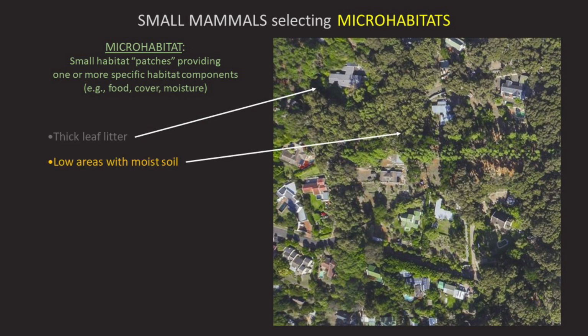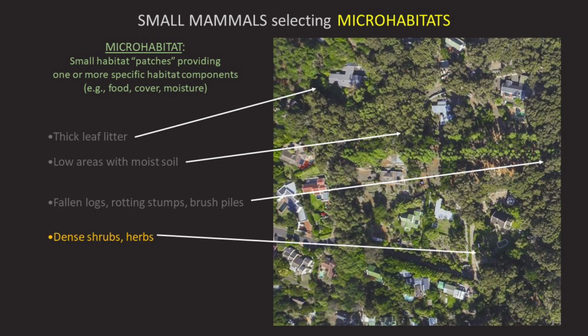They would be found in low areas that remain cool and moist during as many months of the year as possible. They would be most abundant in habitats that contain many ground level cover objects, such as fallen logs, rotting stumps, brush piles, and rock walls. Small mammals tend to be least abundant in habitats that lack a dense shrub or herb layer, because these wildlife are particularly vulnerable to predators in habitats where this low cover is sparse.